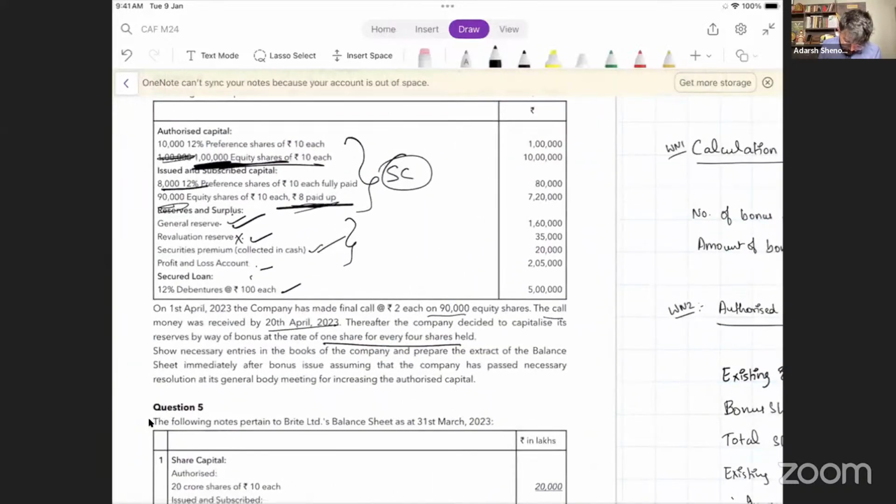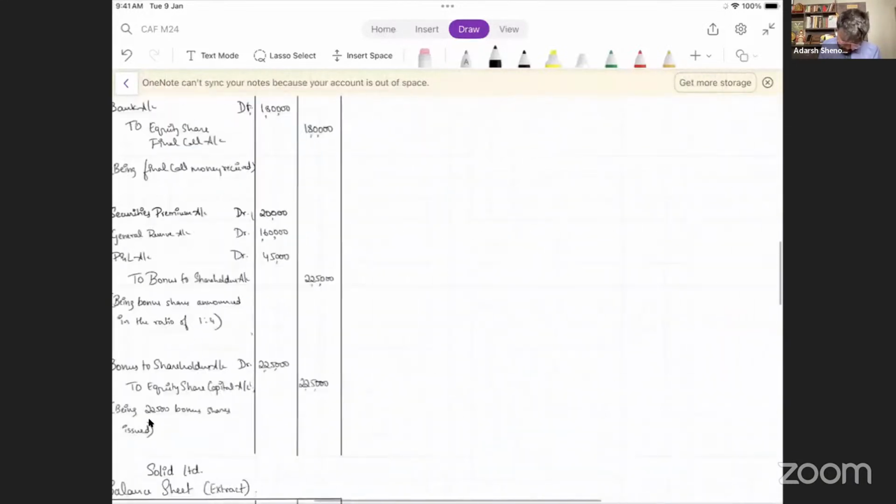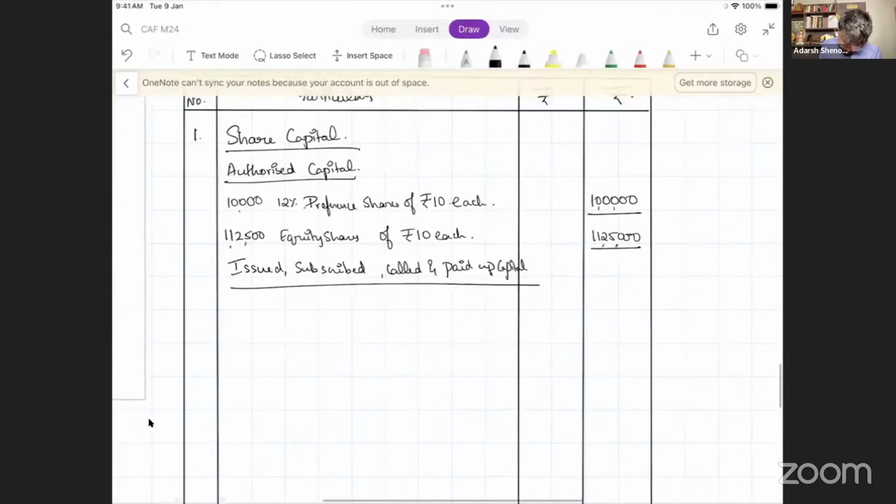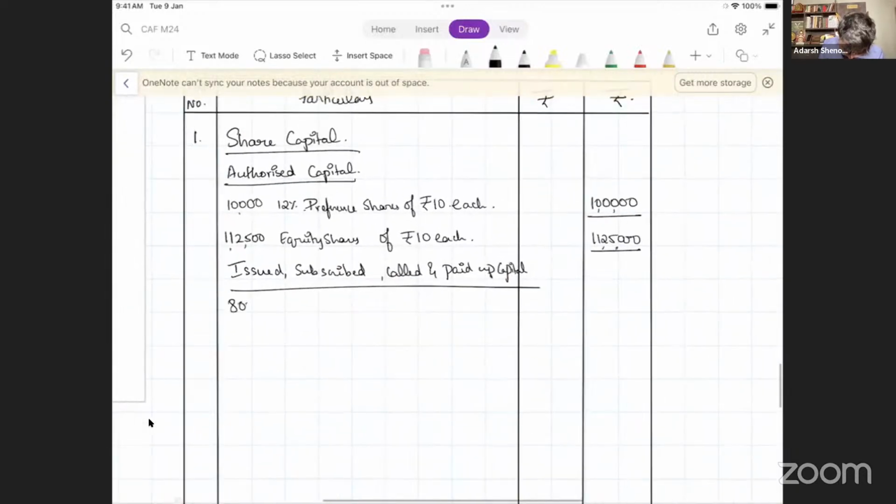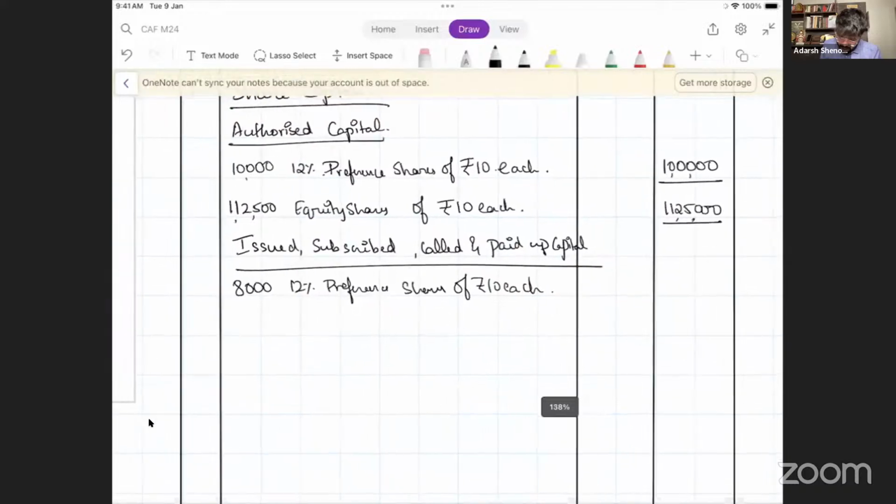So 8,000, 12% preference shares. I have not issued any new preference shares now, it was already there. 80,000 outer column. No underlining it. This should be considered for totaling.